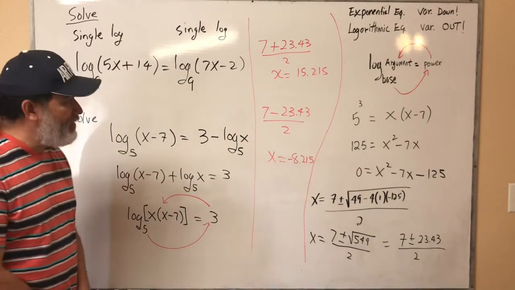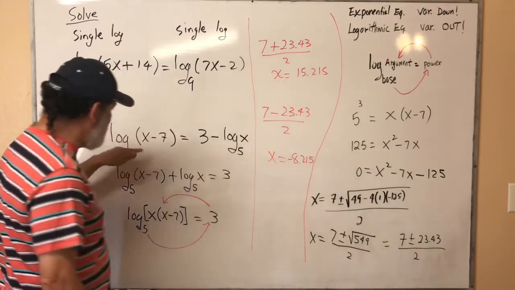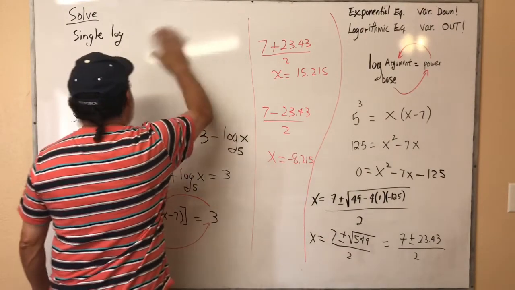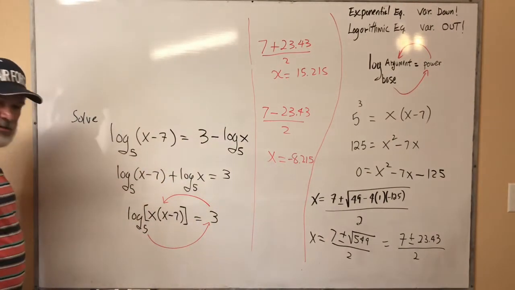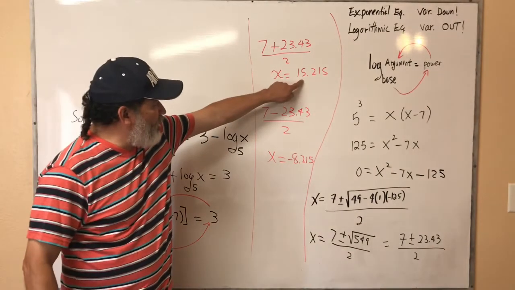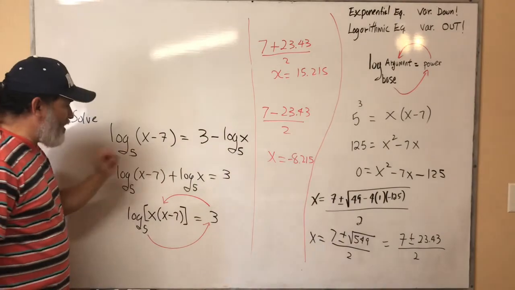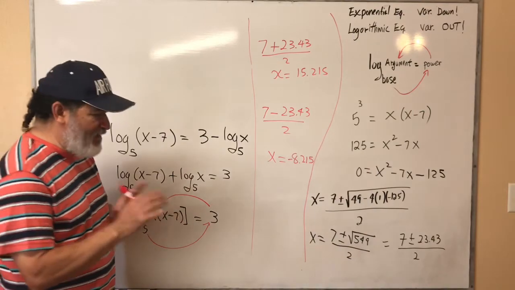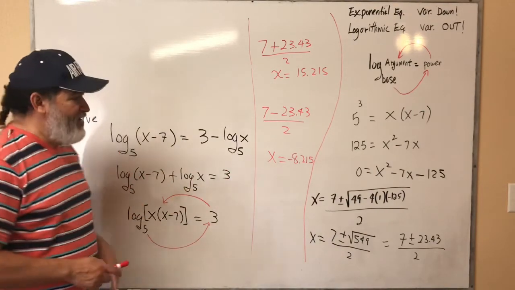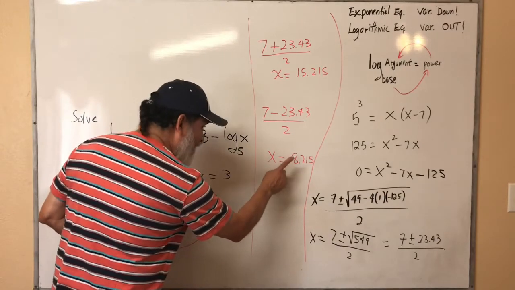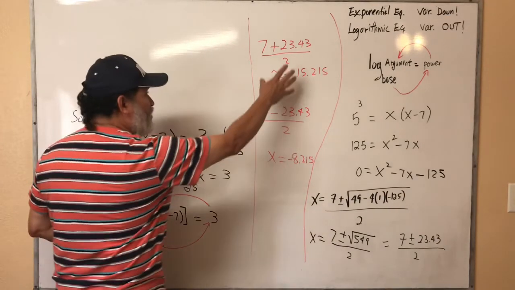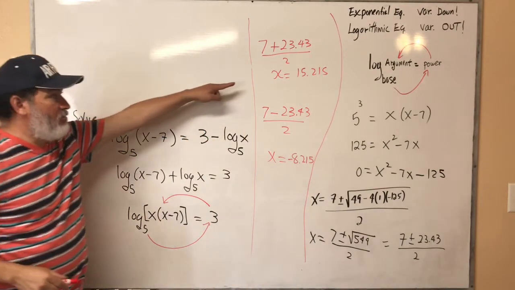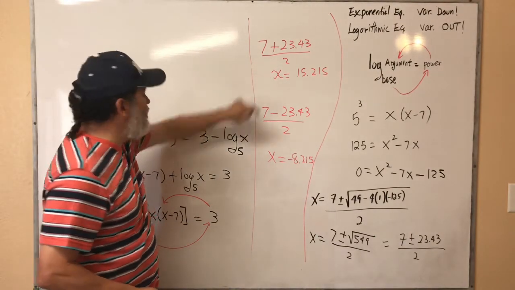Well, guess what? This is an answer to this one. We're talking about the bottom one, okay? Keep going to this one, but this one is gone. We're talking about this one. 15.215, you plug it in there, and you're going to get approximately equal because you have to approximate. So this answer is true. It makes it a true statement.